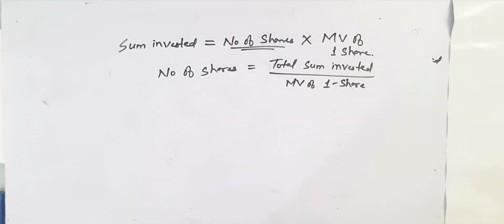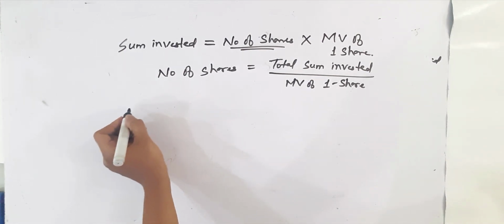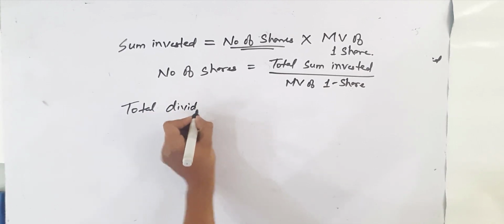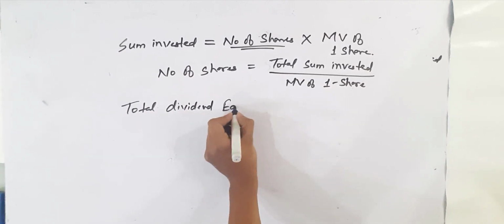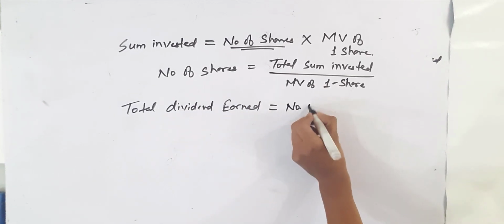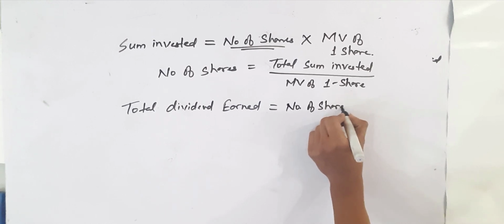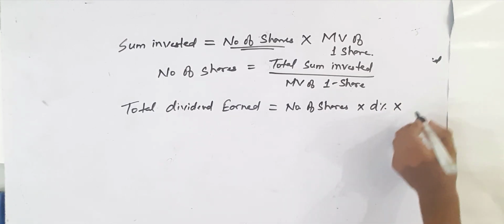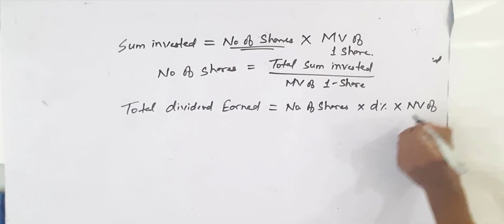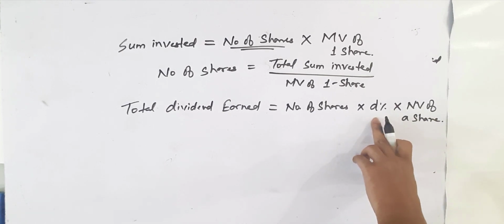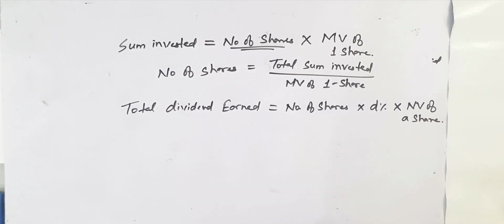And the profit a shareholder gets out of their investment is called the dividend. So total dividend earned equals number of shares multiplied by dividend percent multiplied by nominal value of a share. I have discussed that dividend is always expressed as a percentage of nominal value.